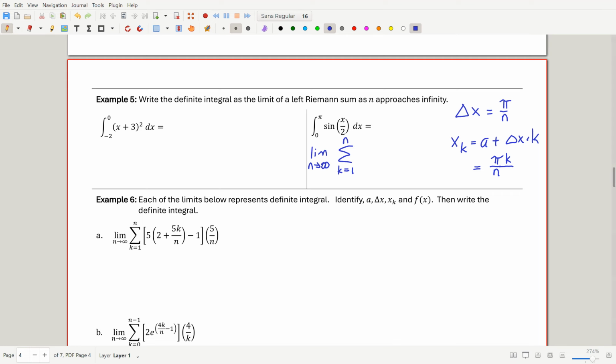The height of each rectangle is going to be f of xk, our function, which is sine of x over 2. So that's going to be the sine of pi k over n divided by 2. So I can say pi k over 2n.